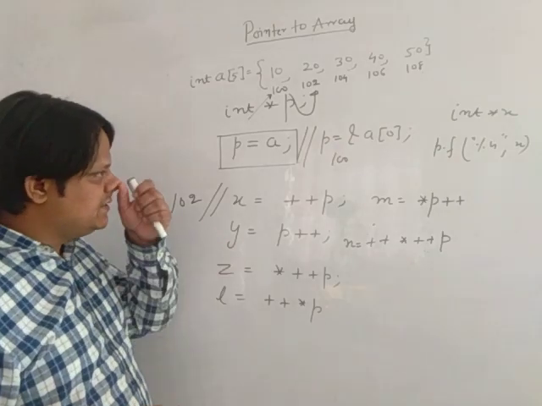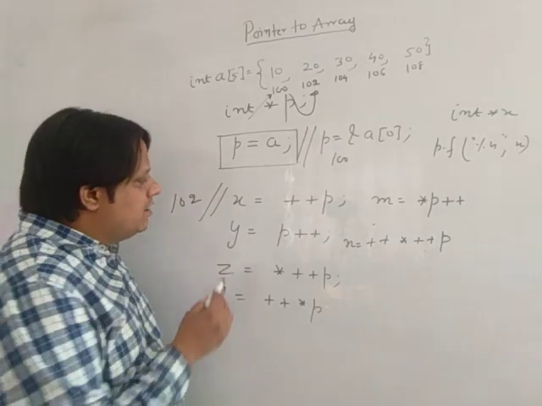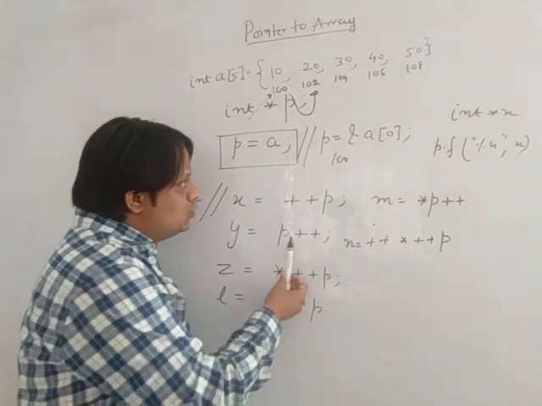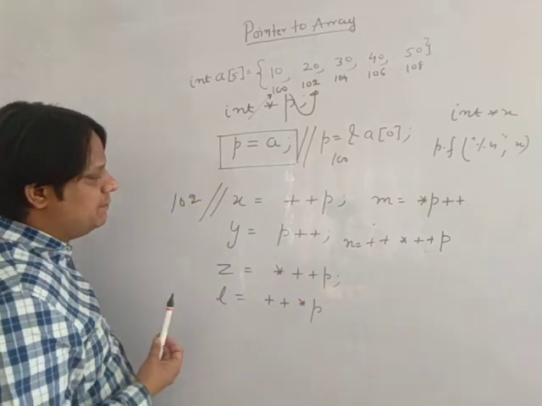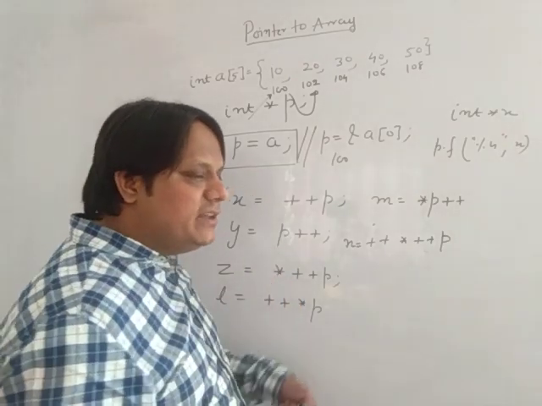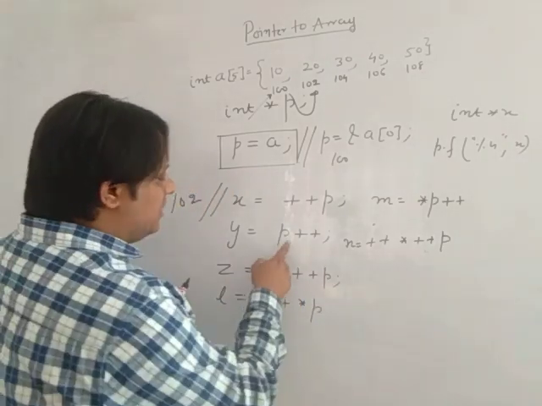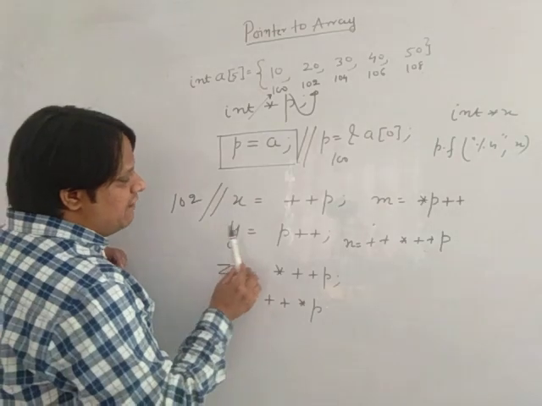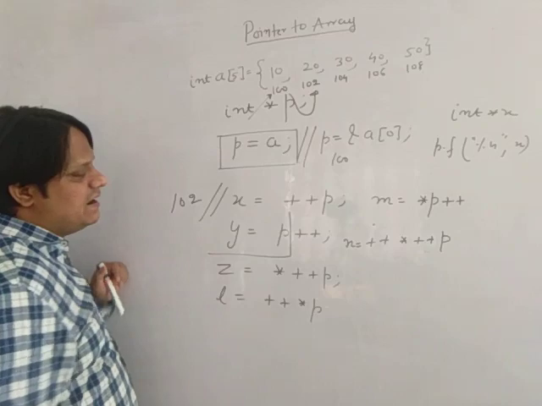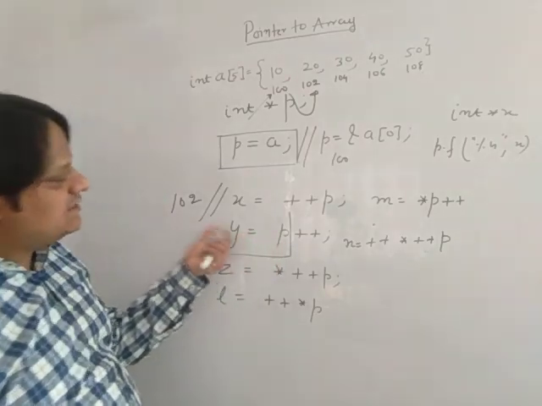Now if I write y = p++, is it post increment or pre increment? It is post increment. Post increment means that whenever the same variable is encountered again in my program, there the value will increase, but not at this point of time. So when you write y = p++, only this much is getting assigned to y. Only p is getting assigned to y.